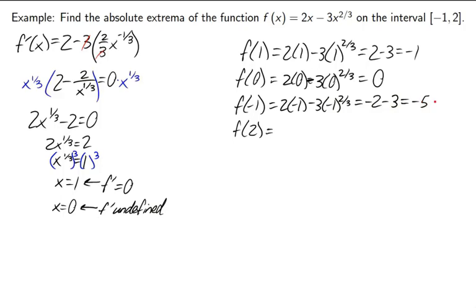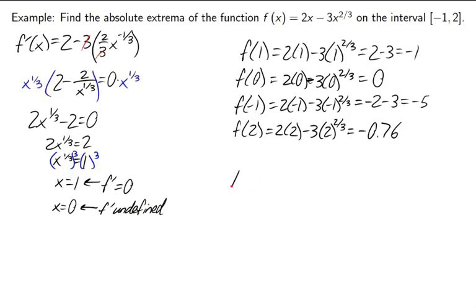I get negative 5. And then finally we'll plug in 2. So I have 2 times 2 minus 3 times 2 to the 2/3. Now I don't have an exact value for that, but it wouldn't be too complicated to approximate it. Looks like approximately negative 0.76. With that said, the highest is the max, the lowest is the min.